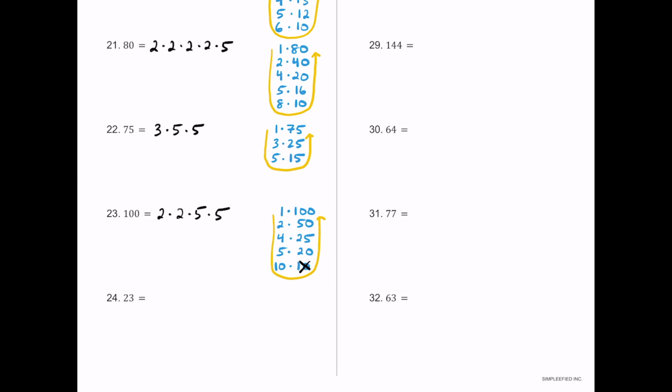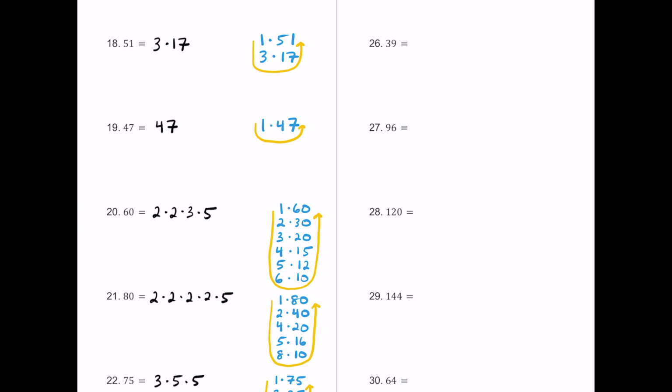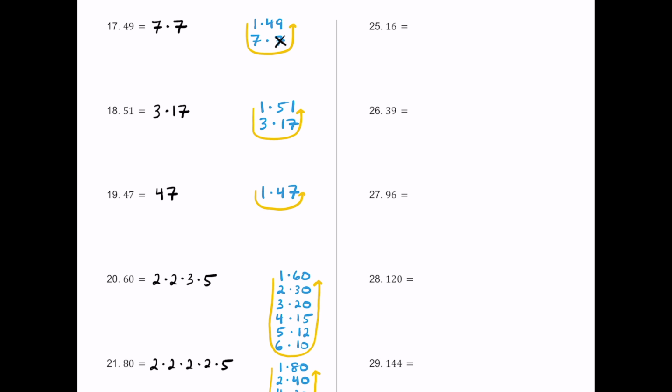For number 24, the 23's prime factorization is just 23. It happens to be a prime number. So 23 just has 2 factors, 1 and 23. That's it. For 25, let's start with this number 16.